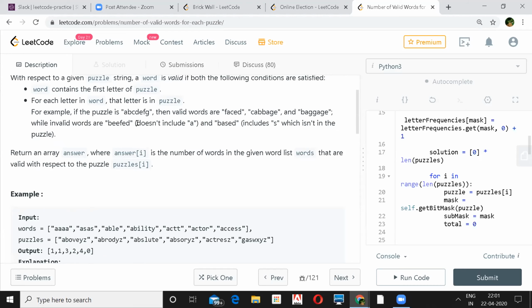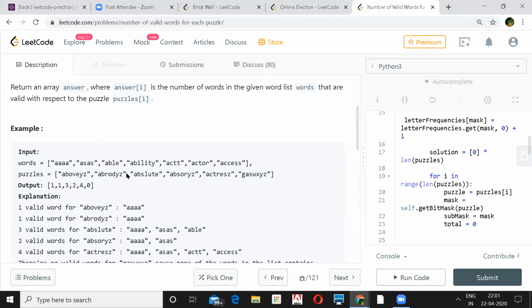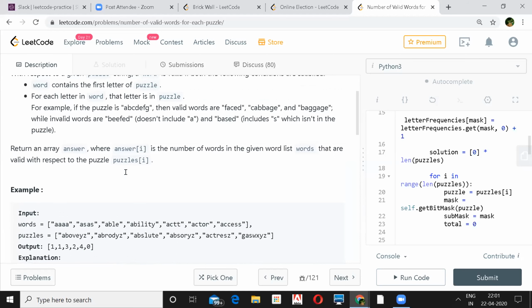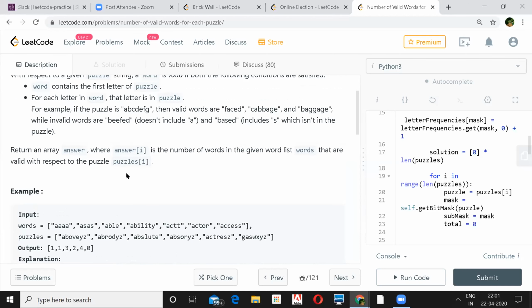Yeah, but if you start removing the duplicates, it will take O of word length, because this is not sorted, so it might take more time than O of word length. And then we have to search for the first word and then our first letter, which might take time too.